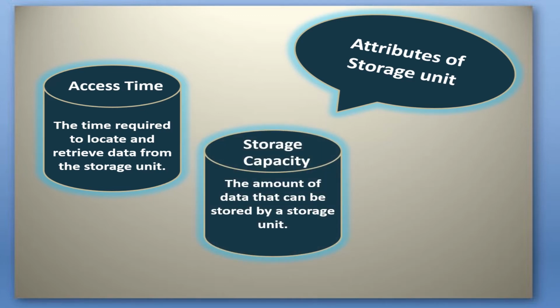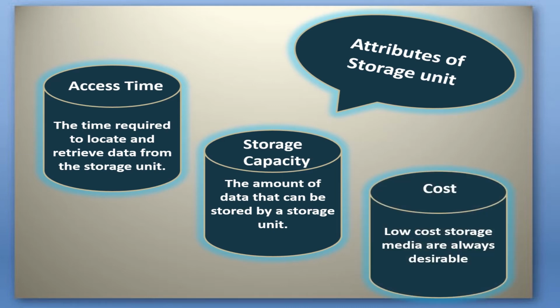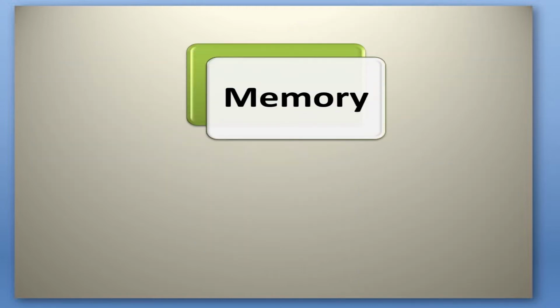Storage capacity. It is the amount of data that can be stored by a storage unit. The smallest unit of data which the computer understands is the bit. Storage capacities of primary and secondary units are measured in kilobytes, megabytes, gigabytes, terabytes, and so on. Cost. Low-cost storage media are always desirable. Storage units with faster access time, higher storage capacity, and low cost are the ones which are considered to be of superior nature. Let us now look at how classification of memory is done.